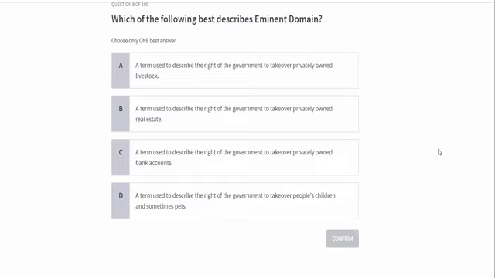So there's A, a term used to describe the right of the government to take privately owned livestock. B, a term used to describe the right of the government to take over privately owned real estate. C, a term used to describe the right of government to take over privately owned bank accounts. Or D, a term used to describe the right of government to take over people's children and sometimes pets. So, like always, here's an opportunity for you guys to read it over again, think about it, and come up with your answer.